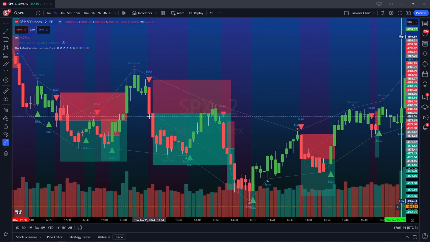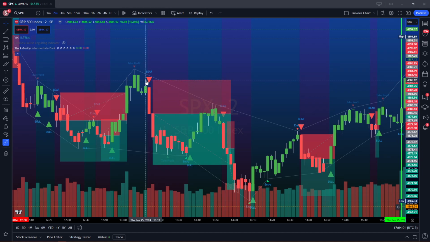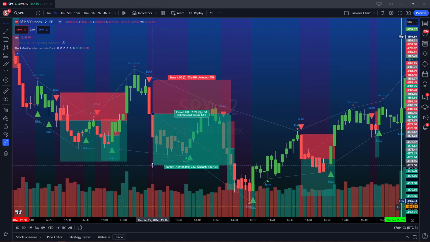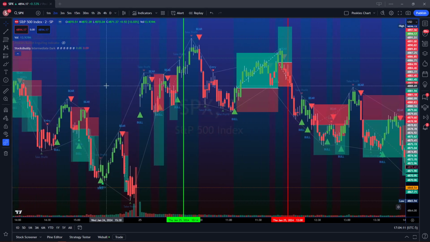And then we got another bear signal here. As soon as this closed, we entered here on the open of the next candle, placed a stop loss right here, which is where the stop loss would have been. And then a 1 to 1.5 risk reward target was placed here for a profit of 739 or 0.15%. So the end result here, in theory, should be that we're net positive overall.